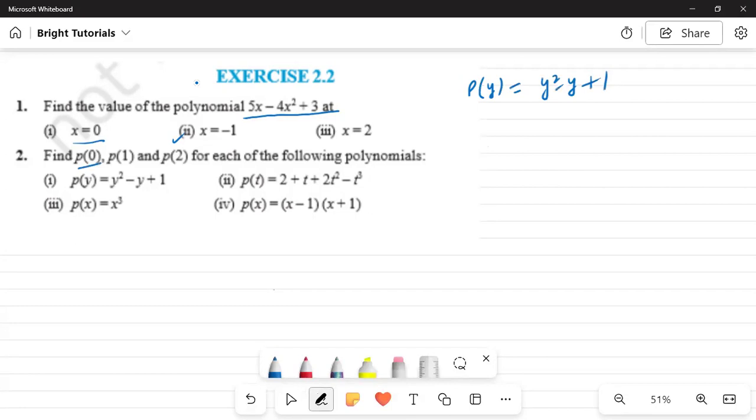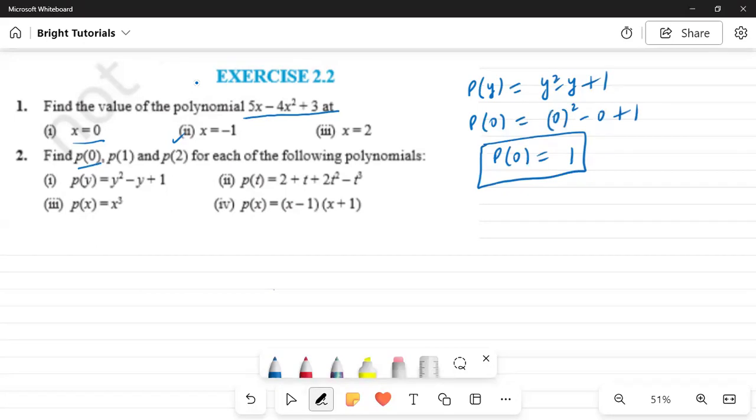That means at y we will put 0, and everywhere wherever y is present, we will put 0. 0 whole square minus 0 plus 1. This comes out to be, at y equal to 0, p(0) is equal to 1. This is the value of p(0) of this polynomial p(y). Again, we have to find the value of p(1) and p(2) also. So for p(1), we will put the value of y as 1, and by putting 1 you can find the value of p(1), p(2), and so on.